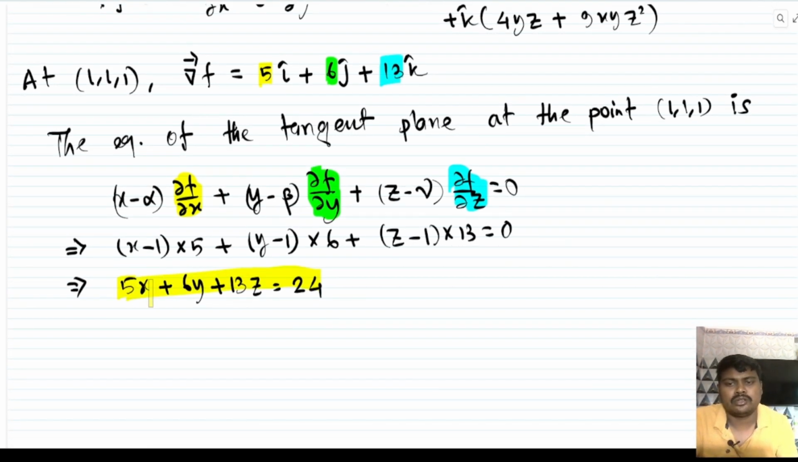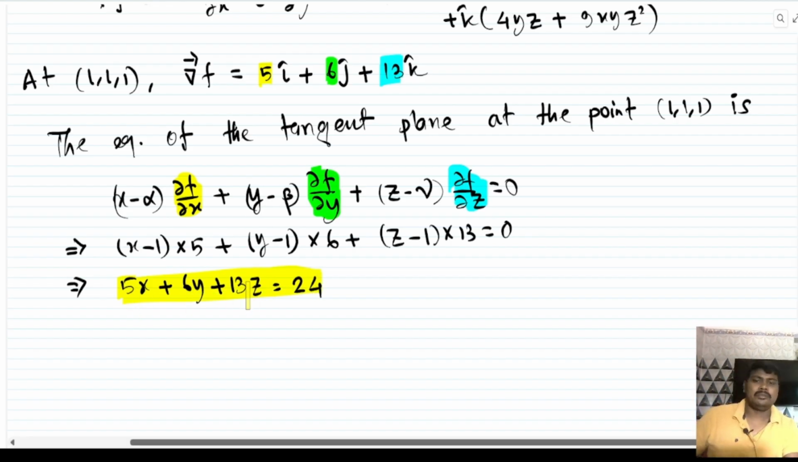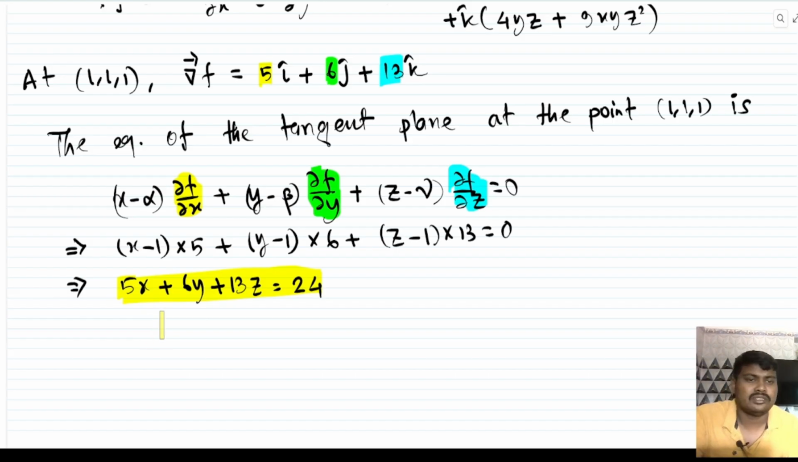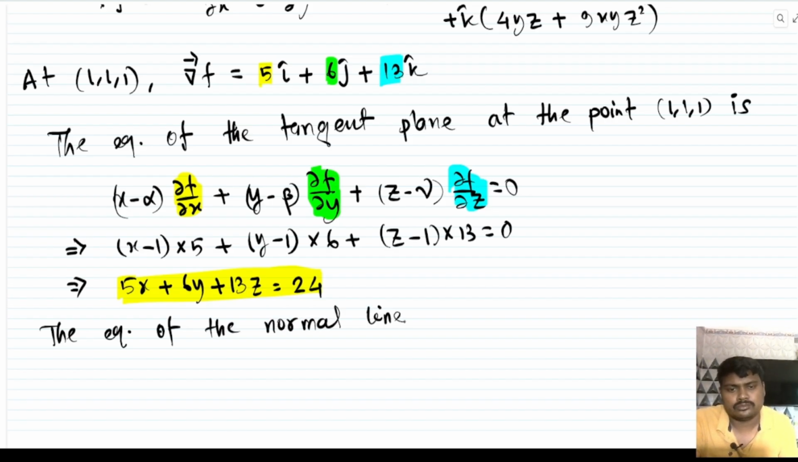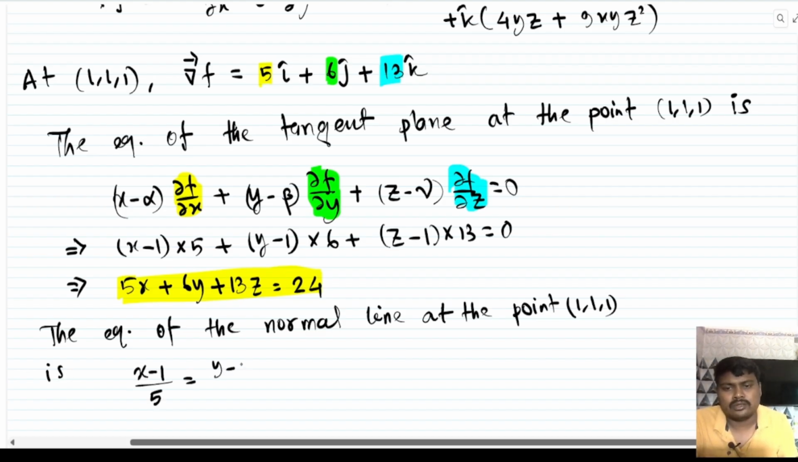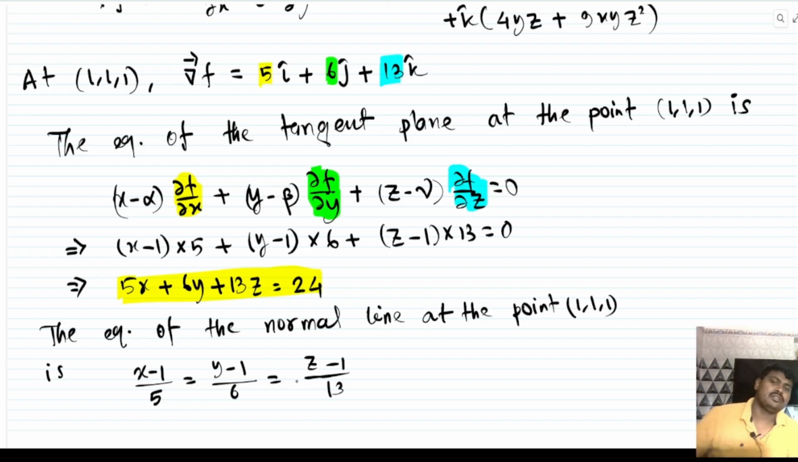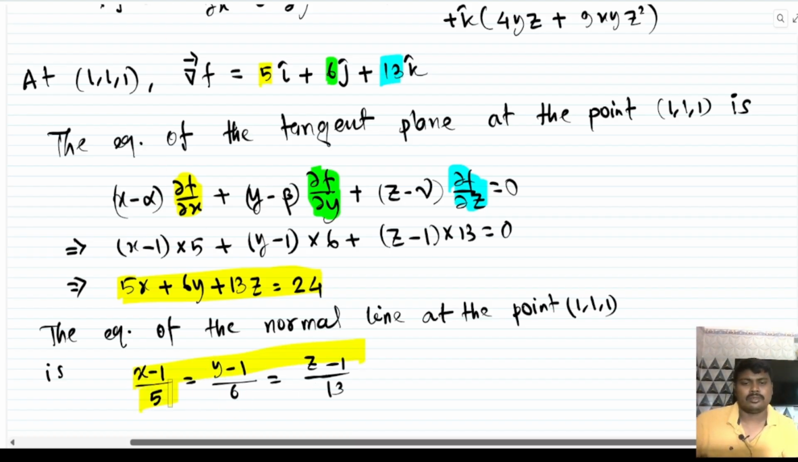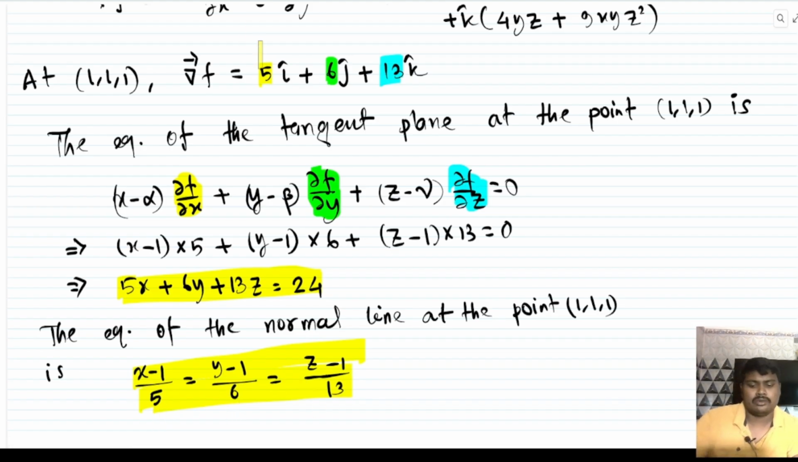Also, 5, 6 and 13 are the direction ratios of the normal line at the point (1, 1, 1). Hence, the equation of the normal line at the point (1, 1, 1) is (x − 1)/5 = (y − 1)/6 = (z − 1)/13. So this is also the required equation of the normal line of the given surface at the point (1, 1, 1). Here 5, 6, 13 are the direction ratios of the normal line. Thank you.